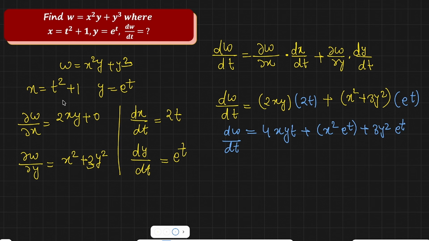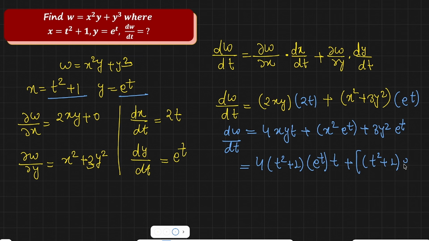Now what is the value of x? That is t square plus 1. What is the value of y? That is e to the power t. Put the values here. So 4 into t square plus 1, into e to the power t, into t, plus x square, which is t square plus 1, into e to the power t, plus y square, which is 3 e to the power 2t, into e to the power t. Now simplify this and you will get the solution of dw by dt. Whenever you are differentiating with respect to t, you convert your x and y into t. This is one of the important things. This is how you can find the solution.